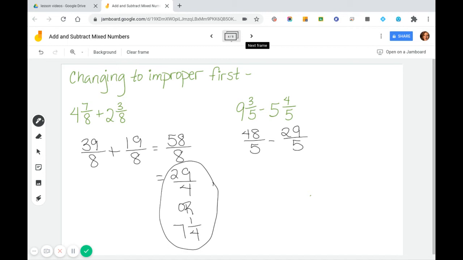So now when I subtract, I don't have to worry about that second fraction having a bigger top number than the first one. If I do 48 minus 29, I just get a normal positive 19. Keep the bottom on the bottom. That's reduced. Or 5 goes into 19 3 times. That would be 15. So there would be 4 left over. 19 over 5, or 3 4/5.